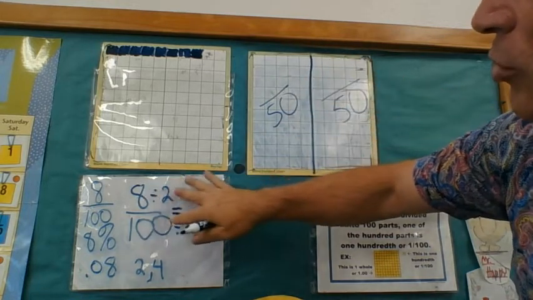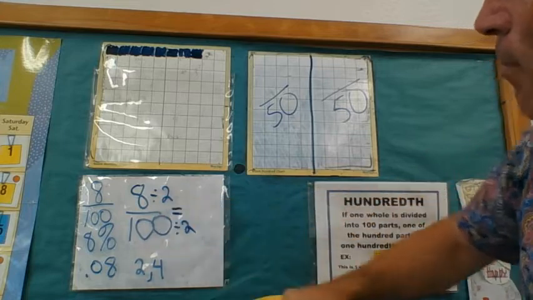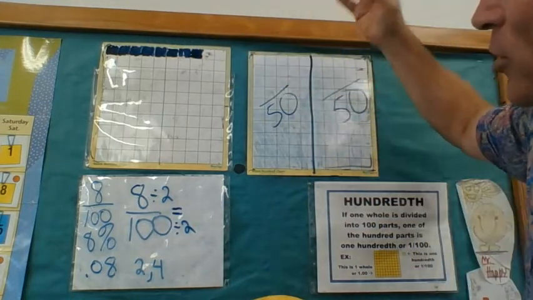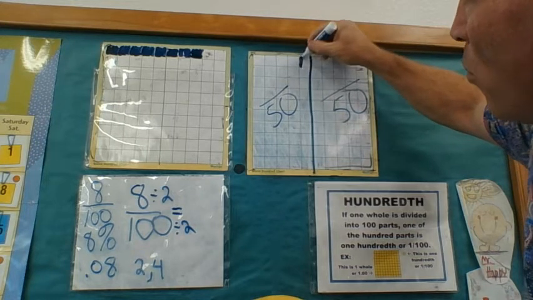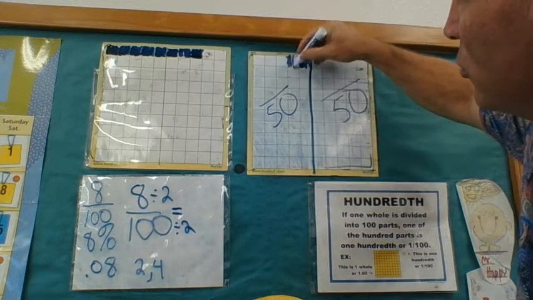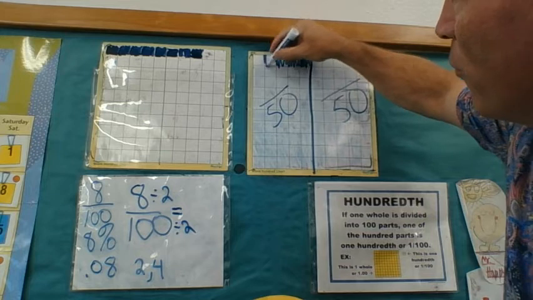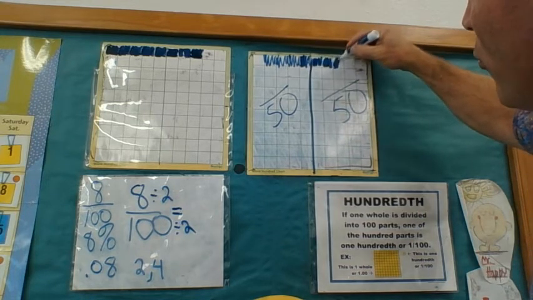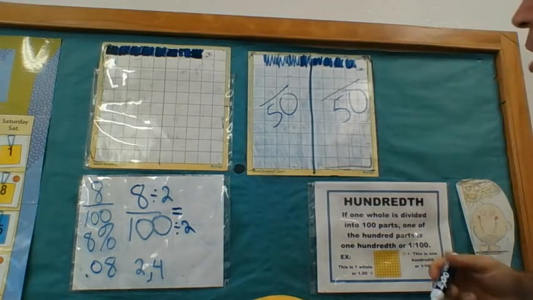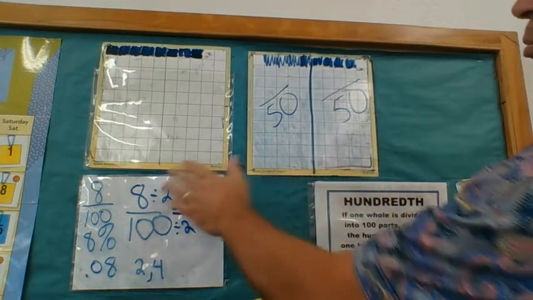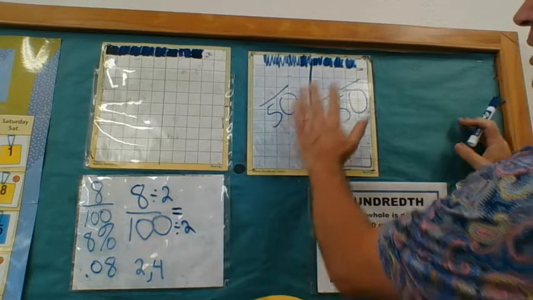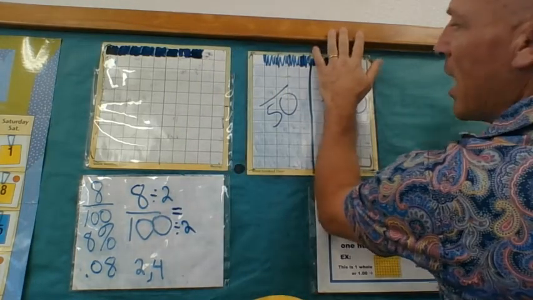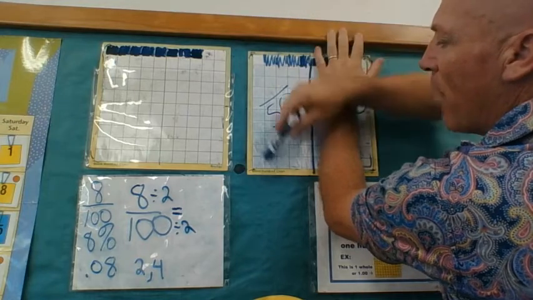Well, what am I going to do to the 8? I'm going to divide that by 2. So I'm going to take the 8 that I had up here, and I'm going to divide it by 2, which gets 4, and I'm going to put 4 on each side. 1, 2, 3, 4, and 4 on this side. 1, 2, 3, 4. And so when I divided both the numerator and the denominator by 2, I made a simpler fraction that instead of 8 out of 100, I now have 4 out of 50.